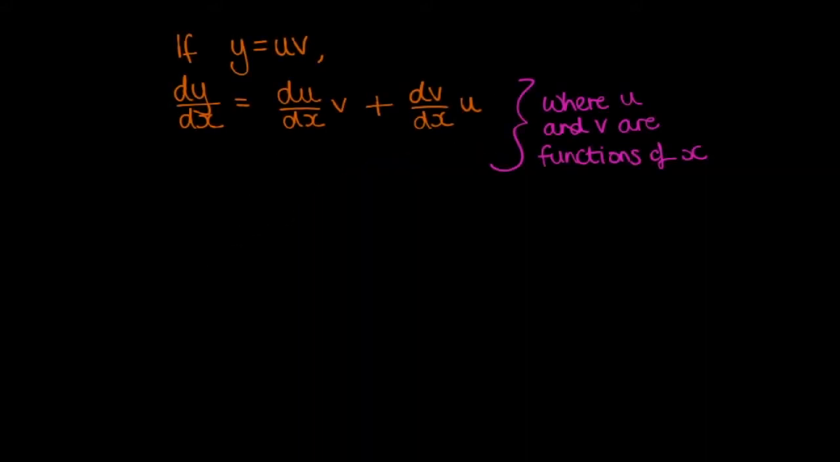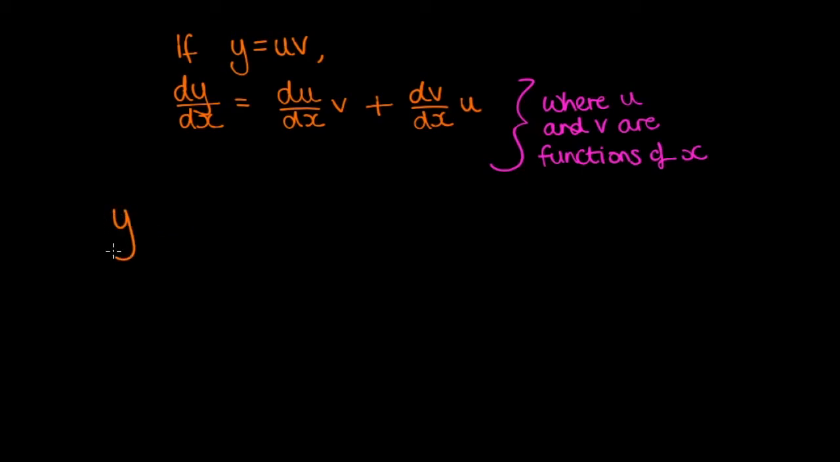Hey guys, today we're going to be using the product rule for differentiation. So if we have y is equal to u times v, where u and v are functions of x, then the derivative of y with respect to x is equal to the derivative of u times v plus the derivative of v times u. So let me give you an example.